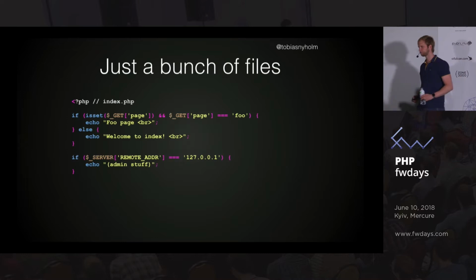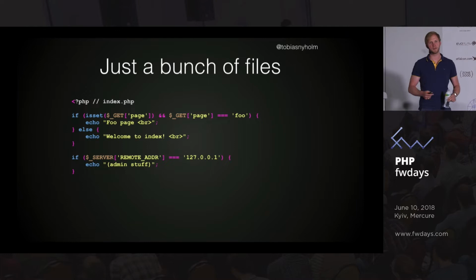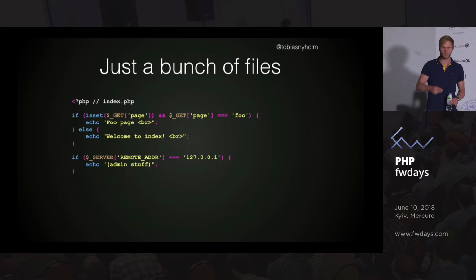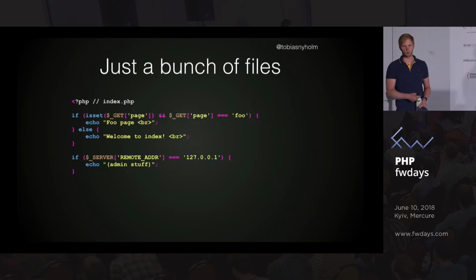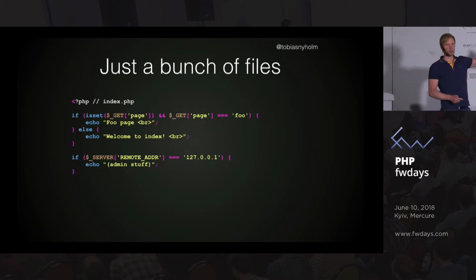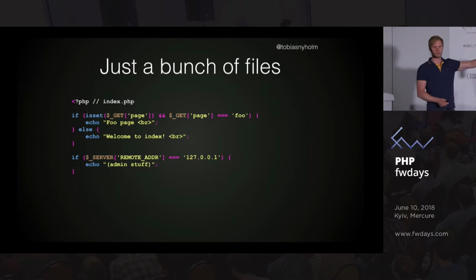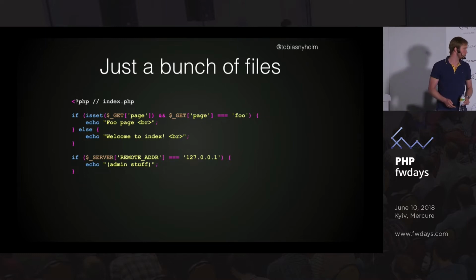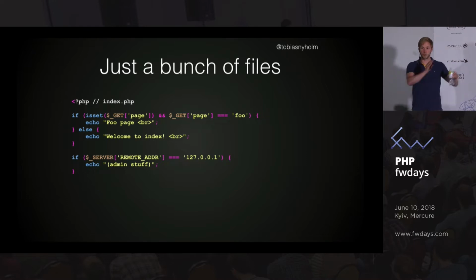Thank you. So let's start simple. Let's start with just a bunch of files. As you've seen in previous talks, you have a file like this, and you probably include functions.php or whatever. And this is actually a pretty nice framework, or pretty nice file. I hope all of you understand this. It just reads the query parameter and says, is this the foo page or the start page? And then you show the specific page, and then you add some admin stuff if it is localhost. This is super simple, right?